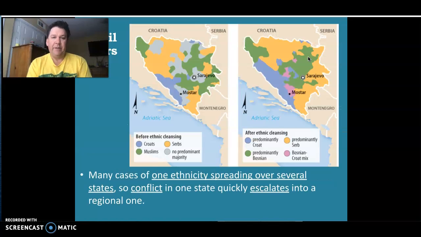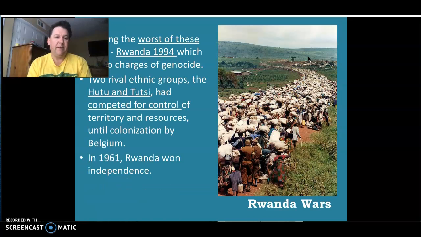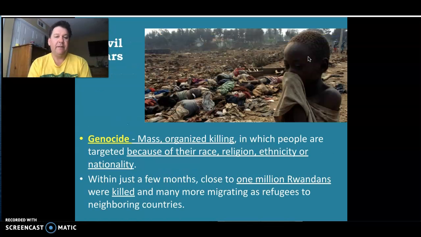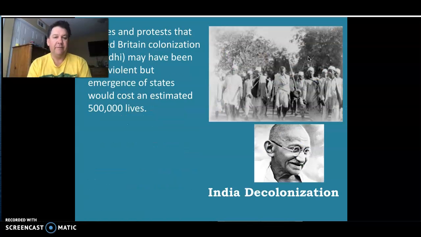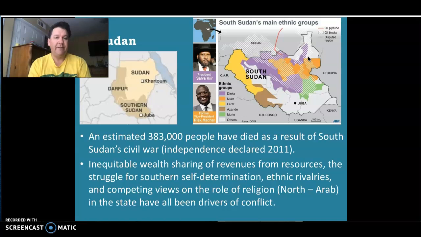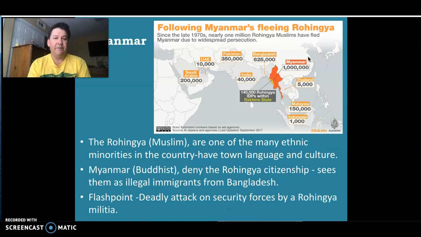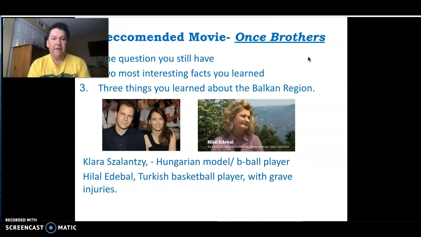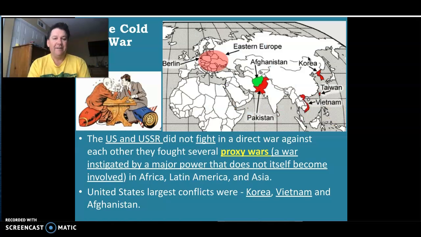And then we can go on to the civil wars. We can talk about, again, the genocide in Rwanda. You guys are going to have to, unfortunately, look this up. The decolonization period of India, again, Sudan, Myanmar, what's going on in there. I mean, this all goes back to ultimately some guy drawing a line.